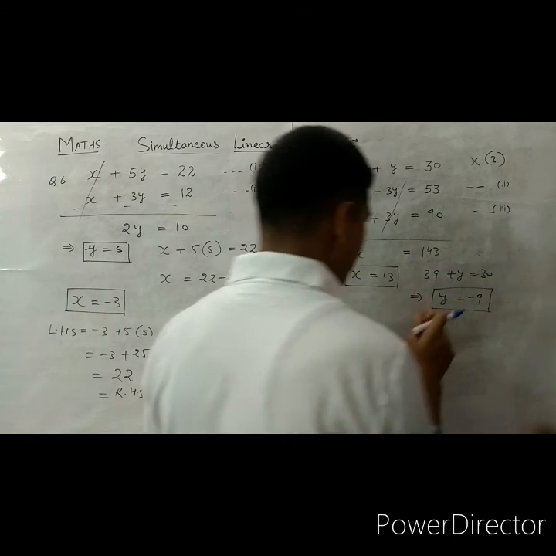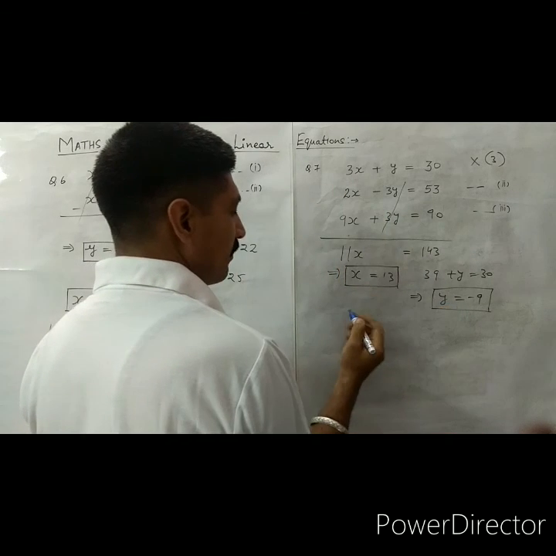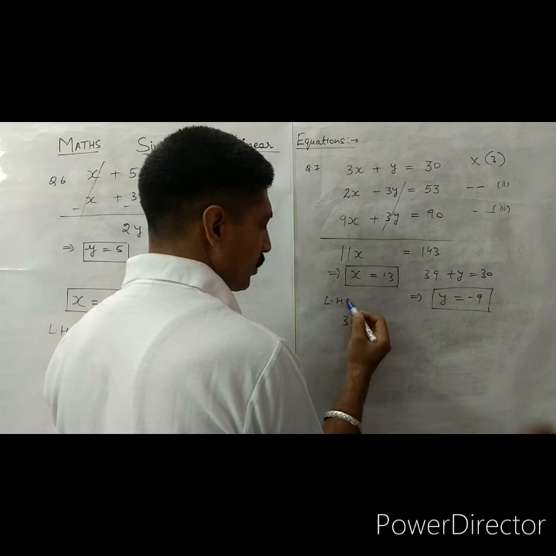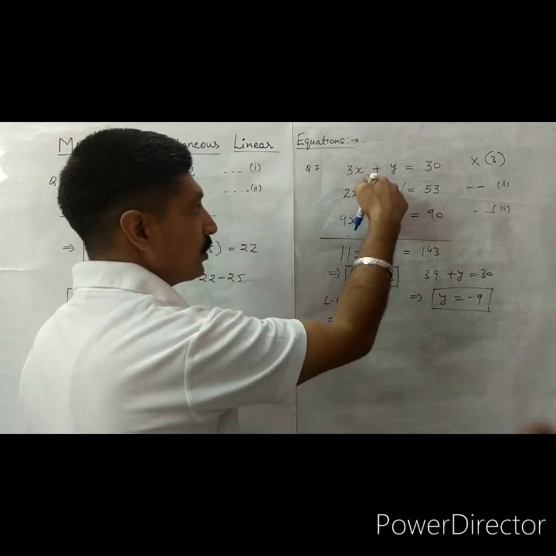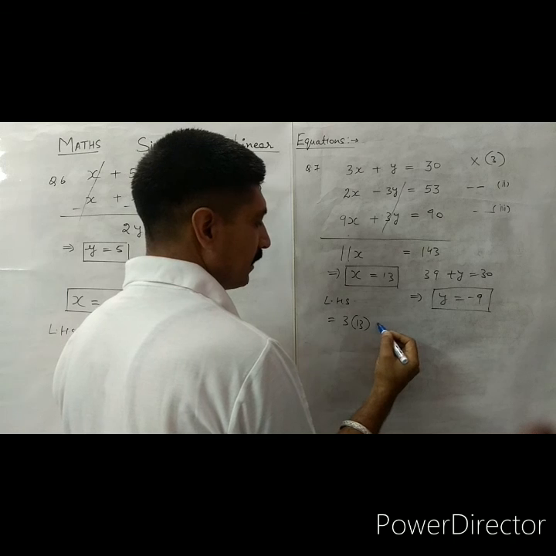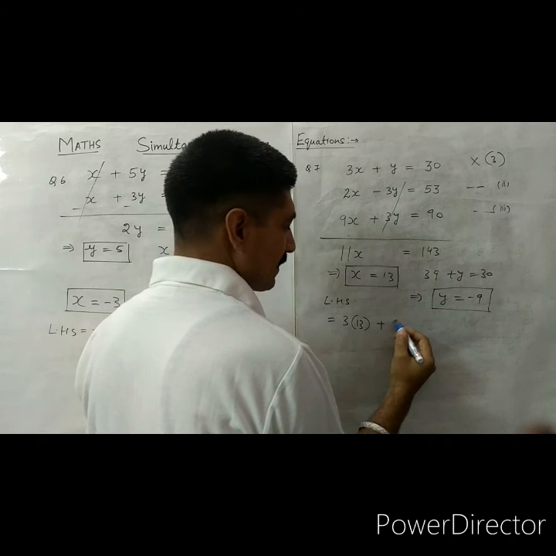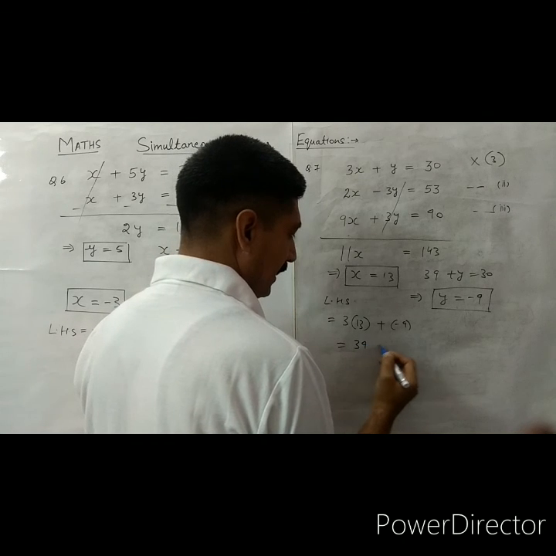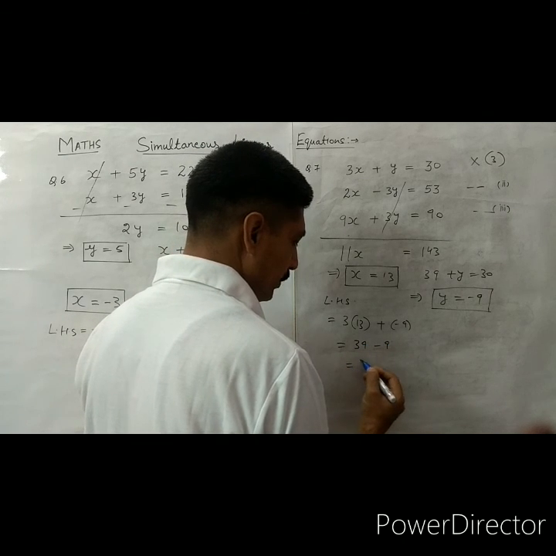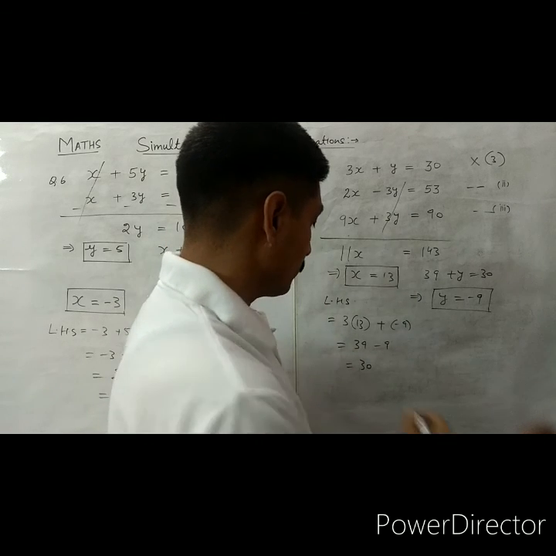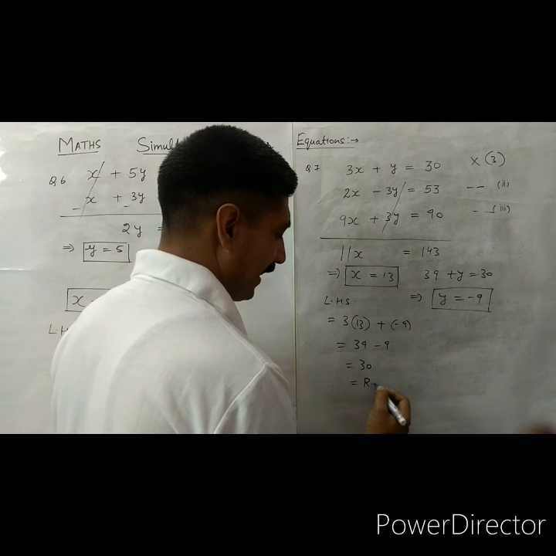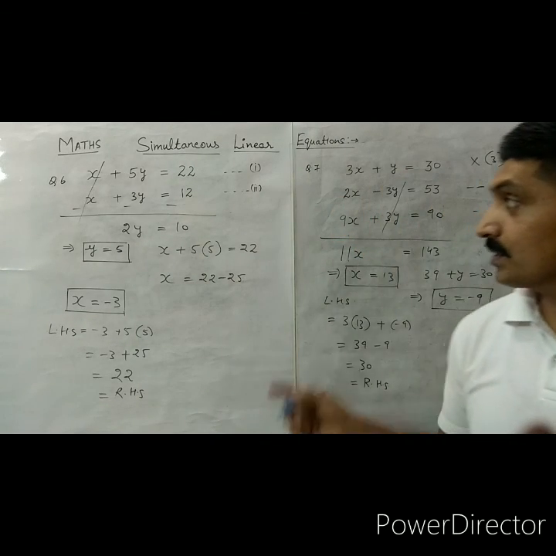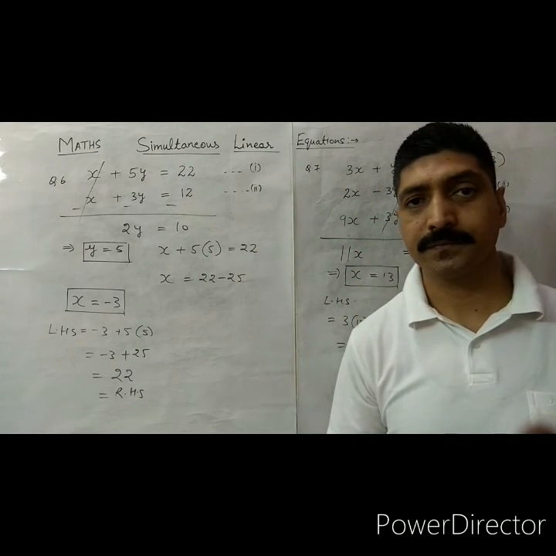So we can check the solutions by substituting the values. Left hand side of equation 1, 3 into x, that is 3 into 13, plus the value of y, which is minus of 9. So 39 minus 9 is equal to 30, which is equal to the right hand side. So our solutions are right. So this is about question number 7.